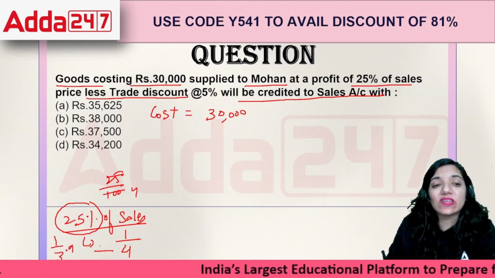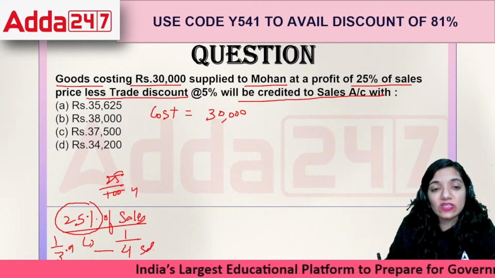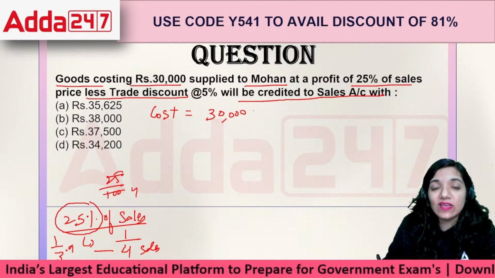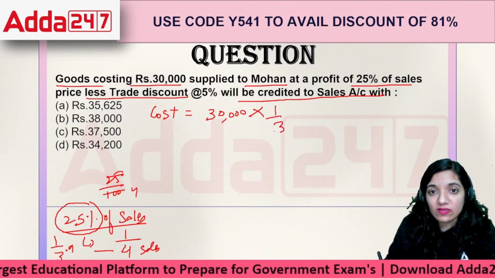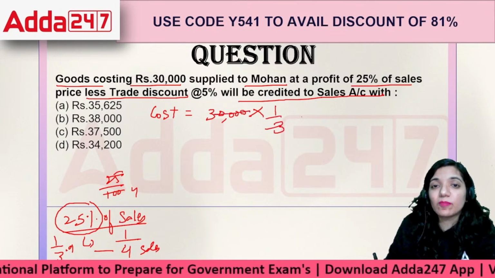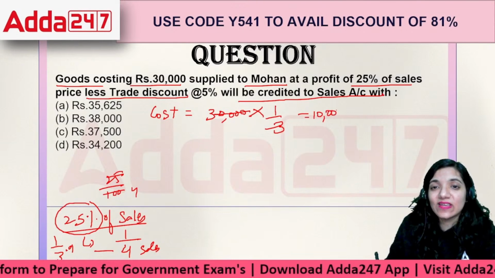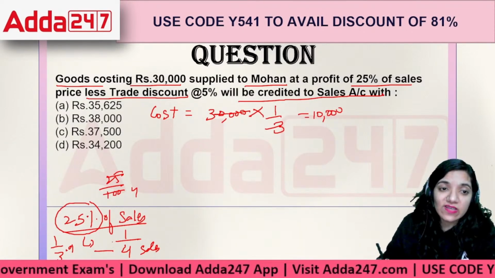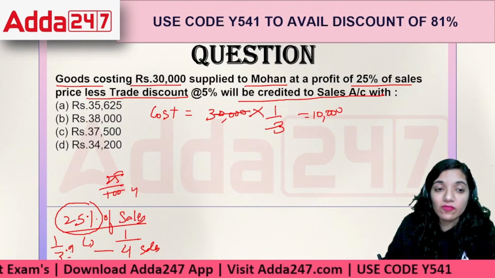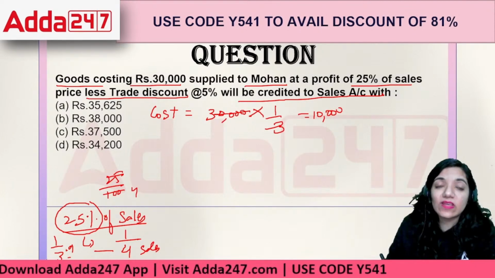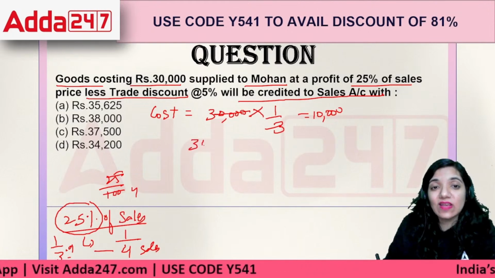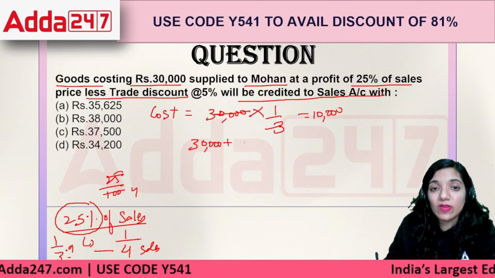There's a rule which says if you are at sales and you want to reach cost, then deduct 1 from the denominator. So basically it is 1/3. That means our profit is 10,000. It's a trick that you can use. If anything is 1/4 of sales, just deduct 1 from the denominator and you will get the amount. So at this point of time, our profit is 10,000.